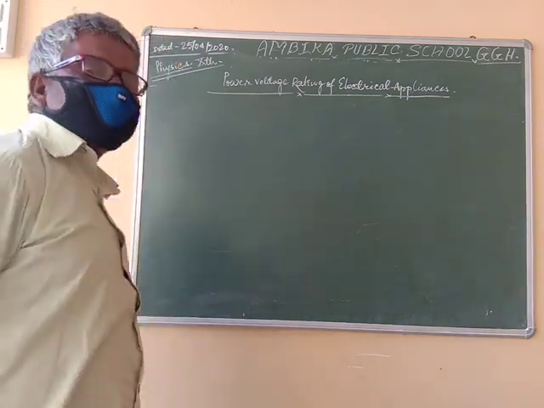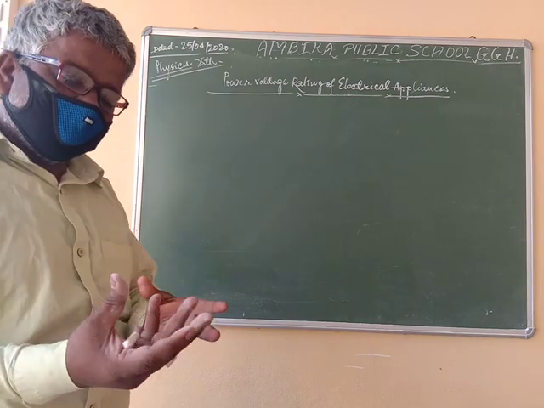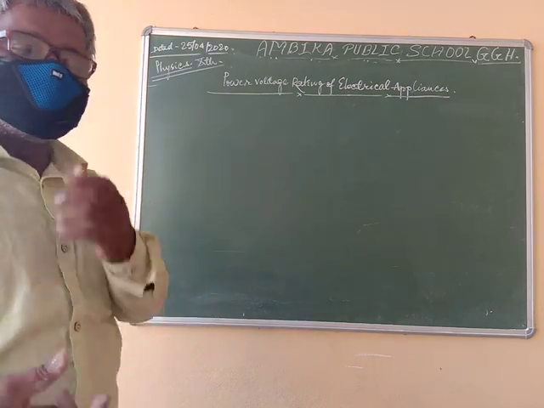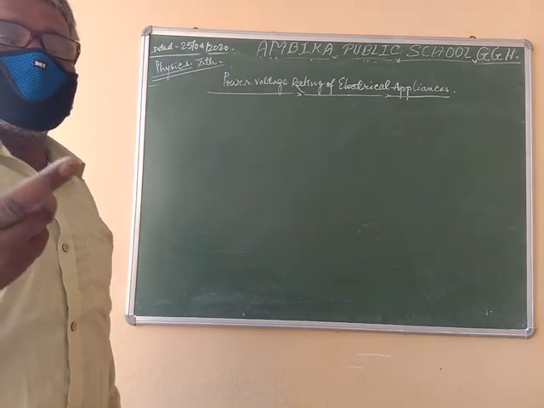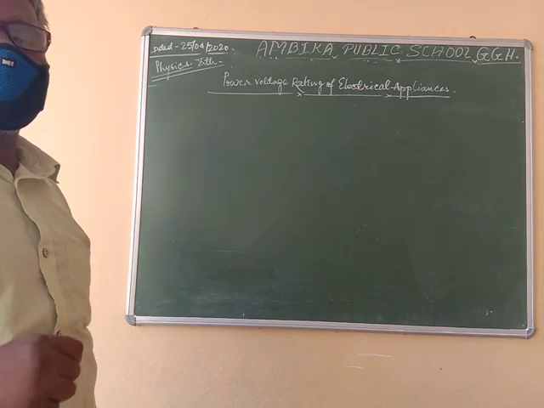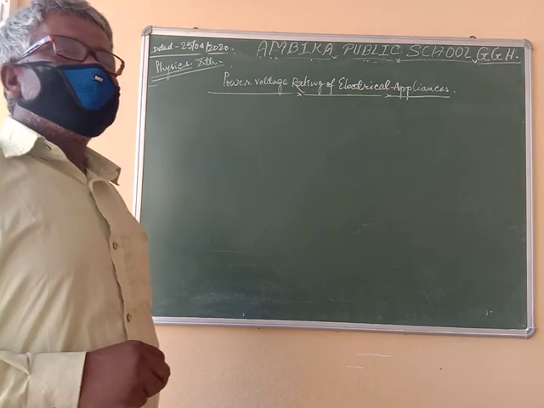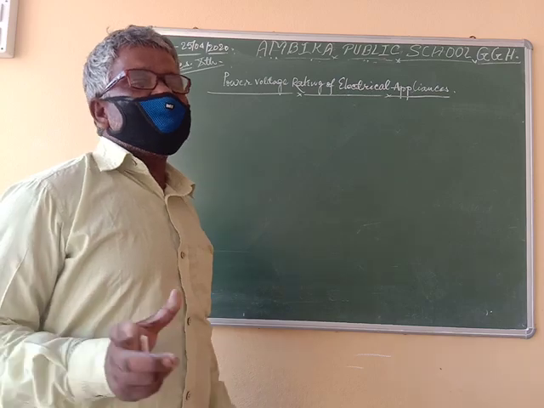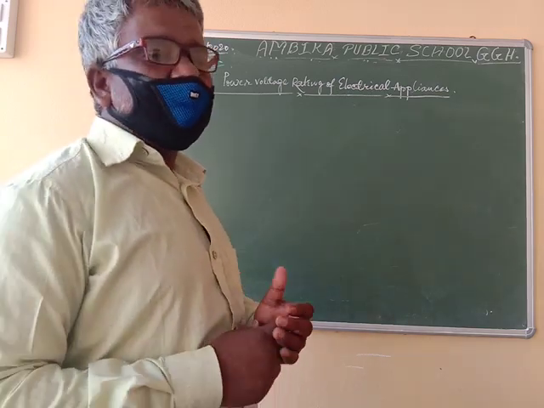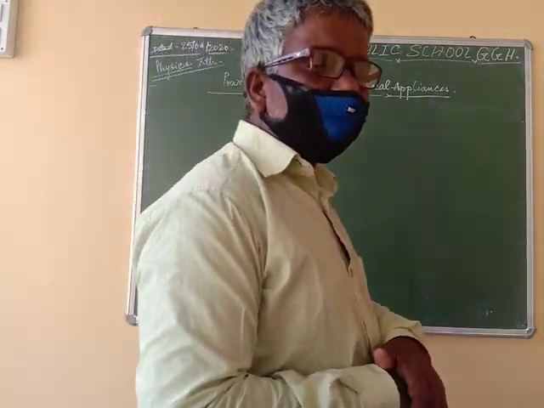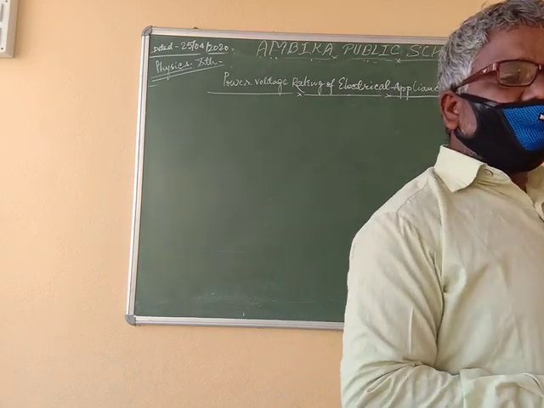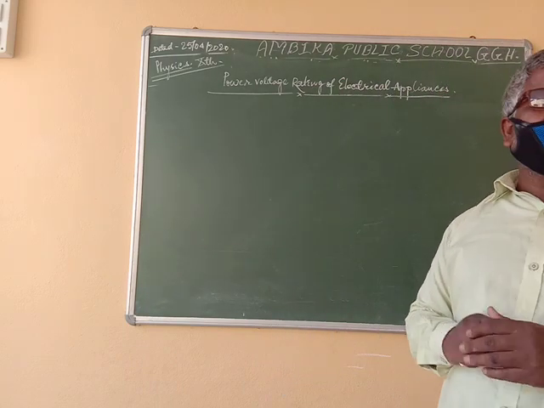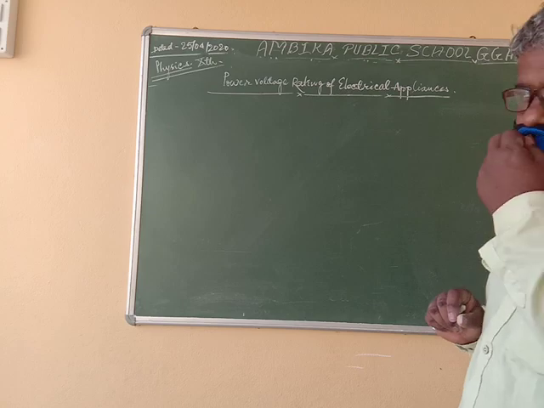You all will have seen that on bulbs it is written 14 watt, 100 watt, 200 watt, etc. What does it show? It shows that a 100 watt bulb will consume electrical energy at the rate of 100 joules per second.